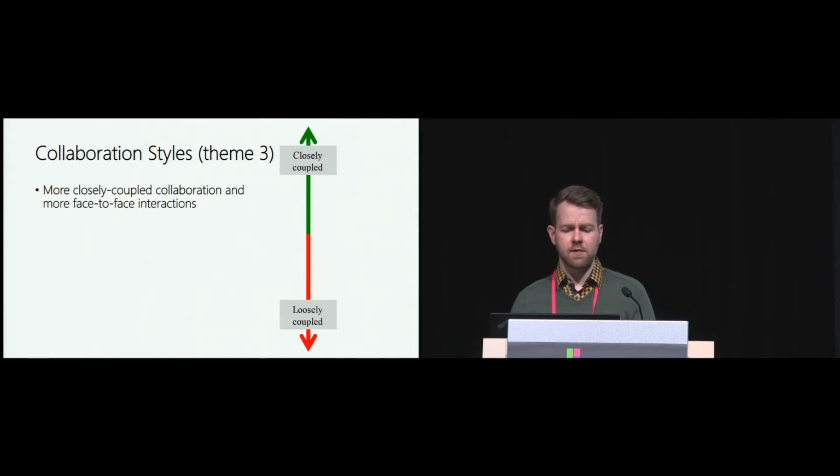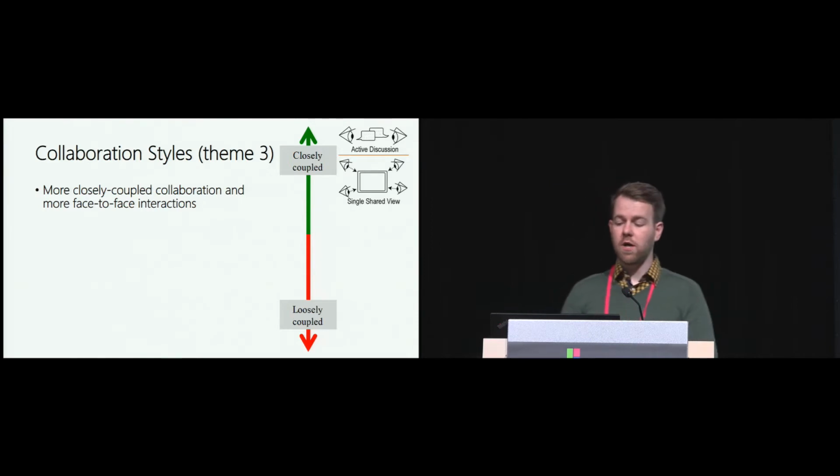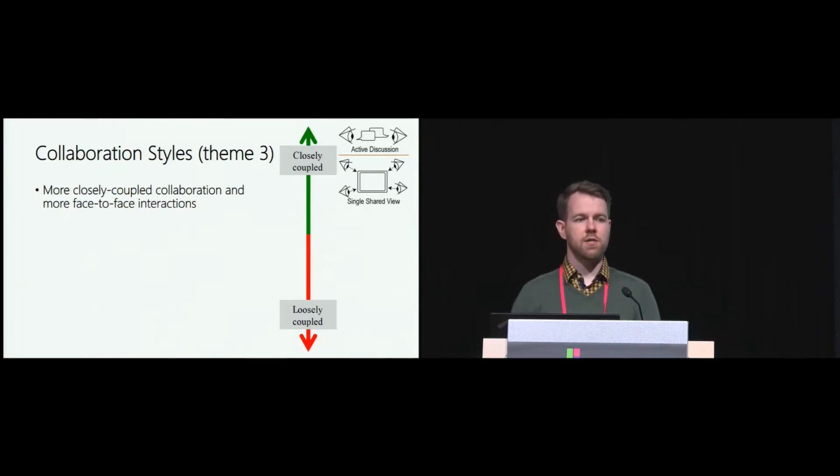The 5 categories that we describe in the paper are active discussions, where there's a face-to-face discussion between group members and limited interactions with the system. Single shared view, where all group members allocate their attention to one single device. Disjoint and shared view, where 2 to 3 members focus their attention on a single device while the others continue their discussions.